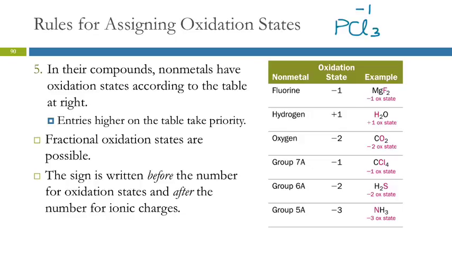And then phosphorus has to make up the difference. So we have 3 chlorines. They each have an oxidation state of -1. That's a total of -3. All the oxidation states have to add up to 0, just like the charges would in an ionic compound. So what's the oxidation state of phosphorus? +3. Okay? So if you understand that subtle difference, it's a lot like charges.